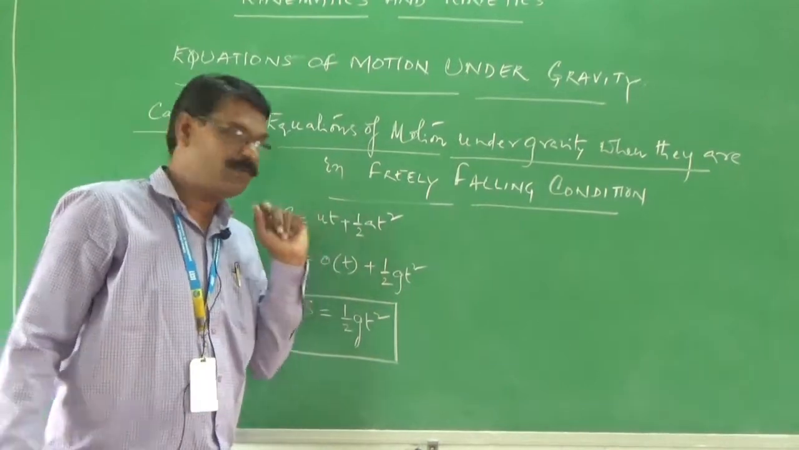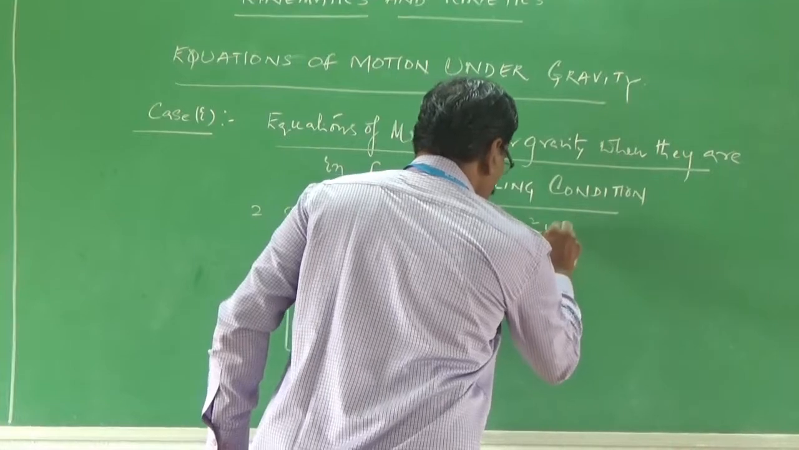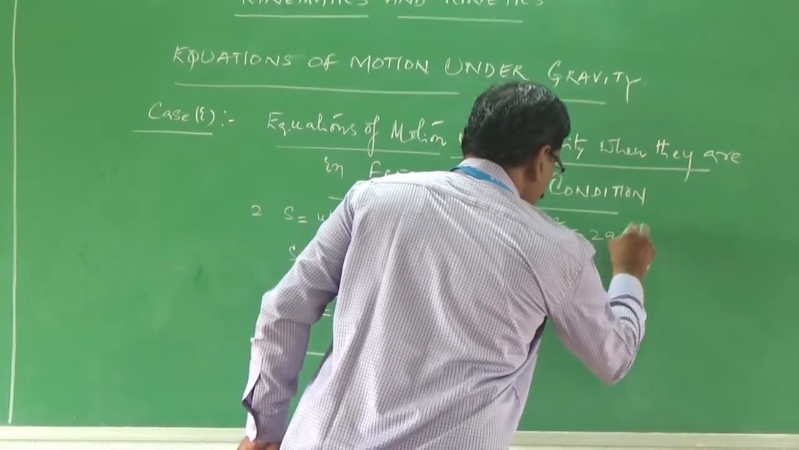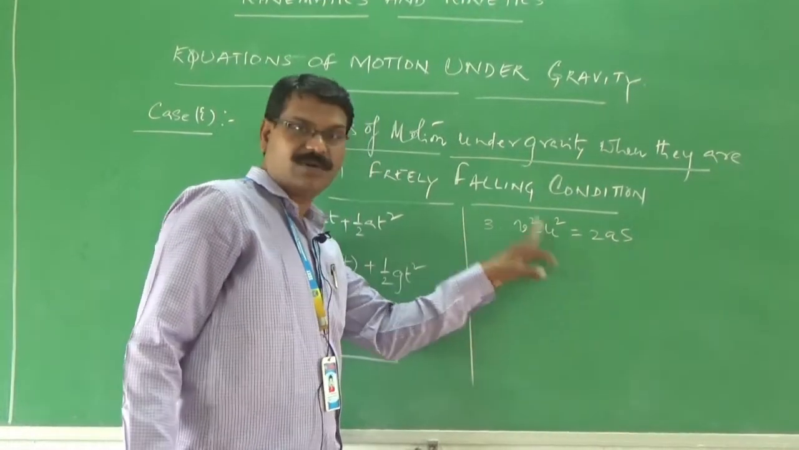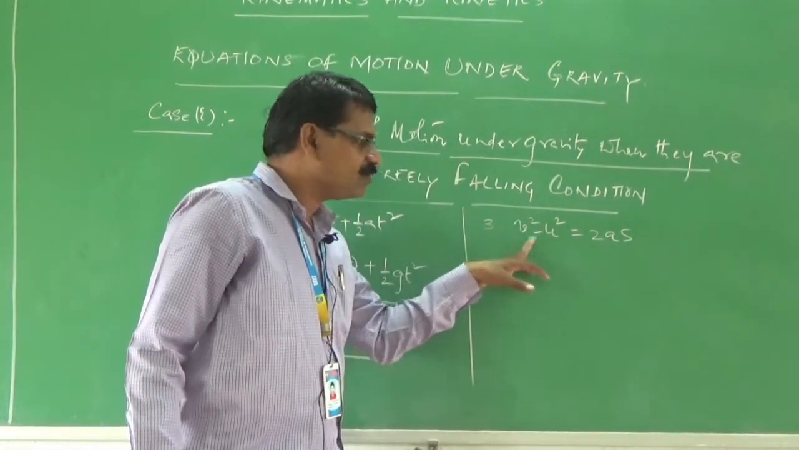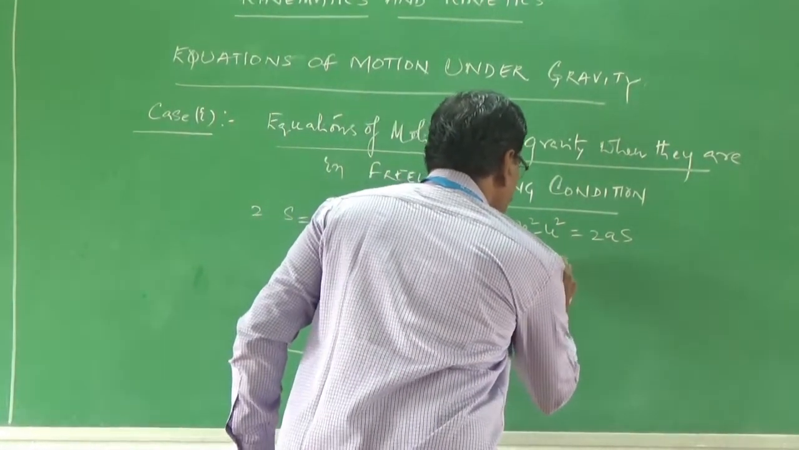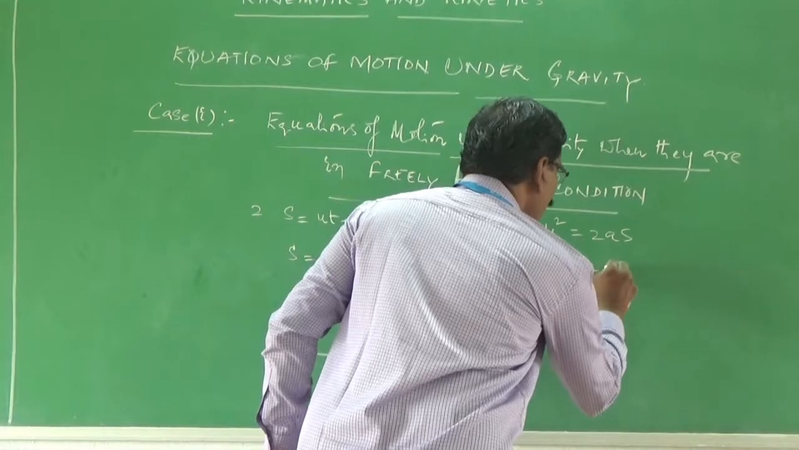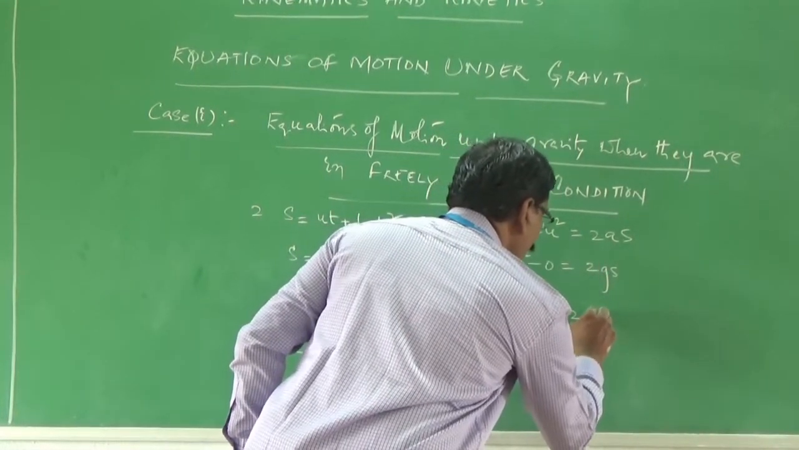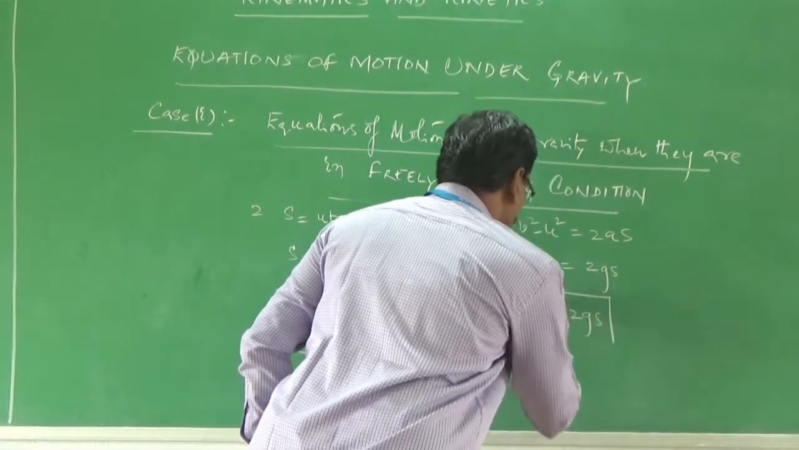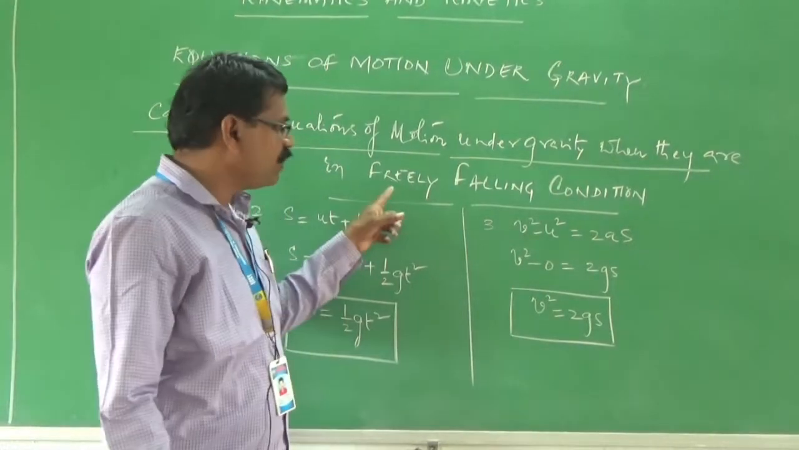Similarly, we will see the third one. The third one is V square minus U square is equal to 2AS. This is a standard form of equations of motion under gravity. Now, I am putting U is equal to 0 and A is equal to plus G, substituting in the respective positions of that equation. I will get V square minus 0 is equal to 2GS. After simplifying this, we will get V square is equal to 2gs. This is what is known as the third equation of motion under gravity in the freely falling condition.